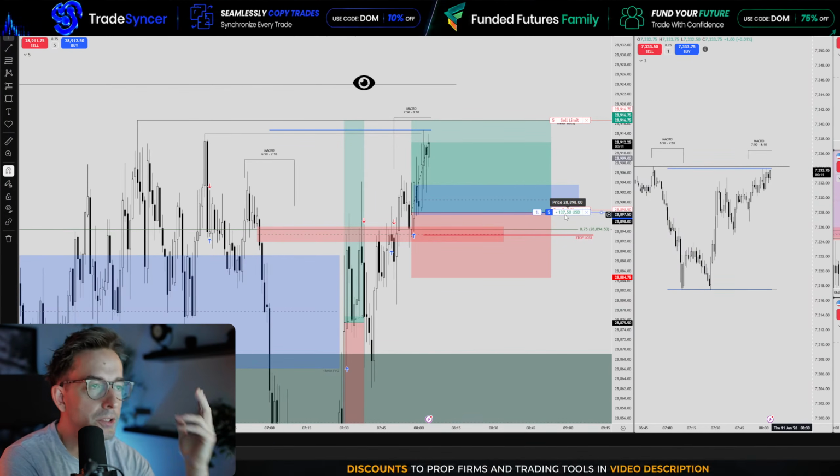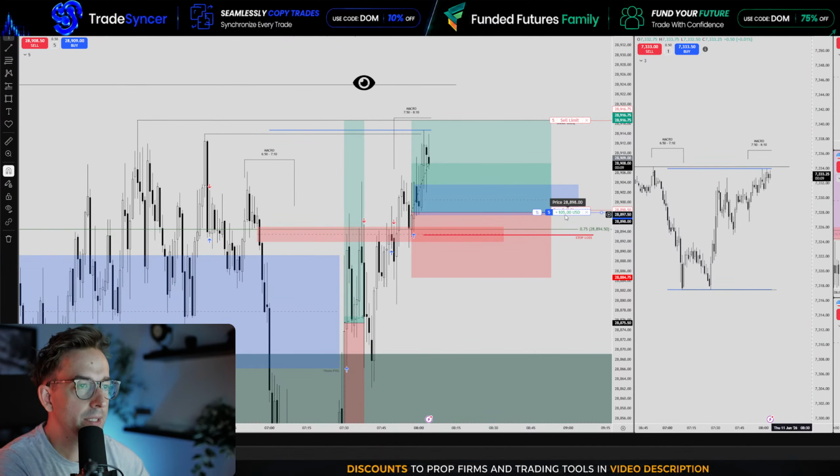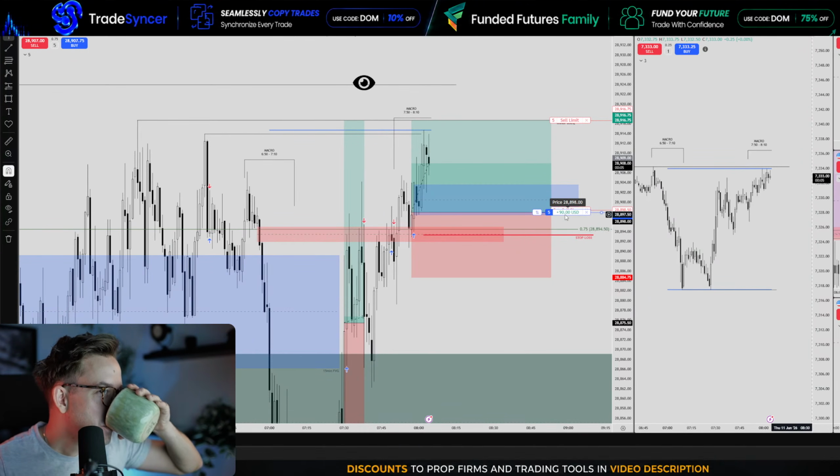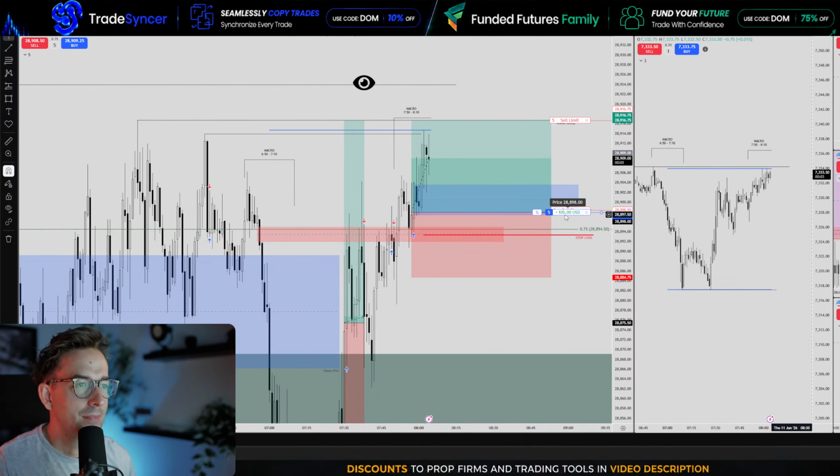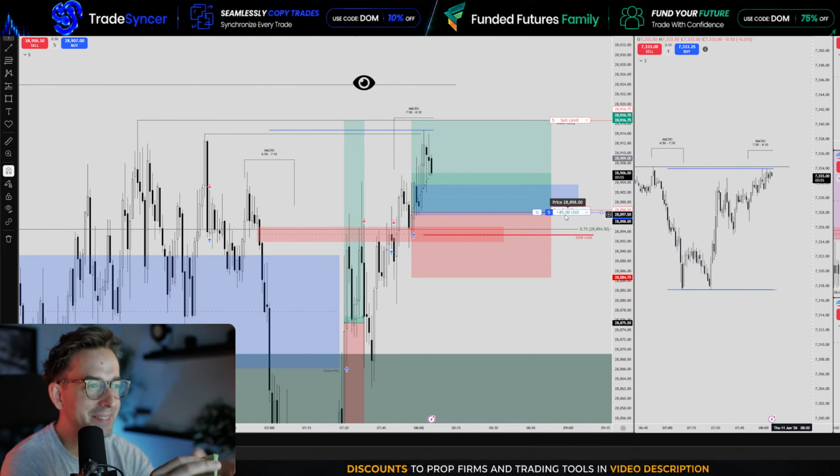Come on, you can do it. What is this for you? 4 ticks? Very frustrating price today, at least for me. My frustration level is like at a 5 today, out of 10. If it takes me out right here, it's probably going to be like a 6 out of 10.